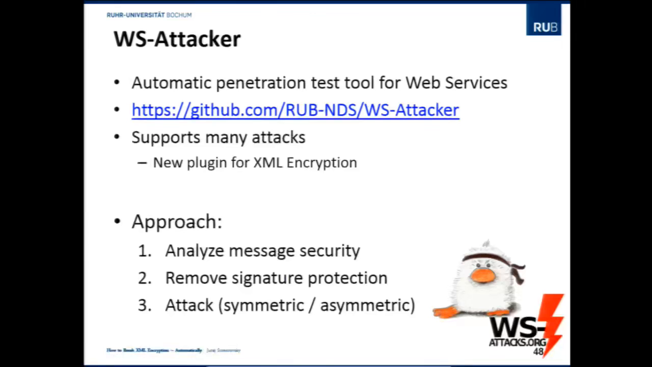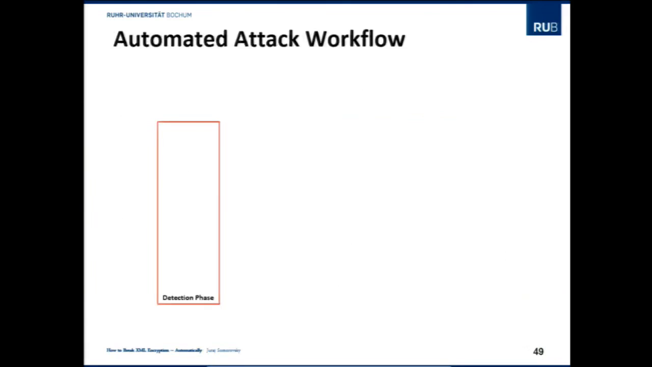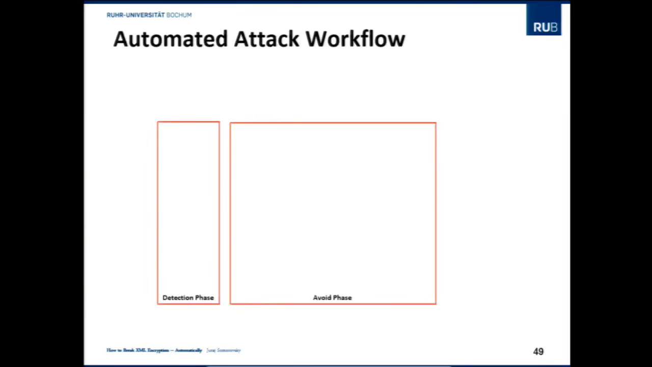What is the basic approach behind this plugin? The plugin processes in 3 steps. First, it analyzes the message security, meaning what protections the message has. Then it removes the signature protection if there is one, and afterwards it executes the attack automatically. Once more, we have 3 steps: a detection phase, then an avoid phase, and an attack phase.